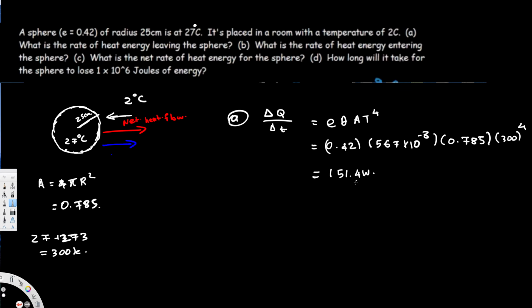So this many joules are transferring per second. That's what this means. And then let's look at the B question. The B question is asking what is the rate of energy entering the sphere.